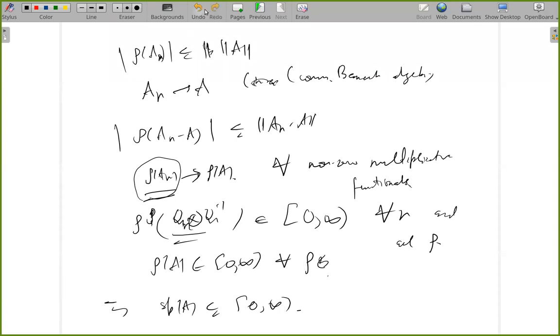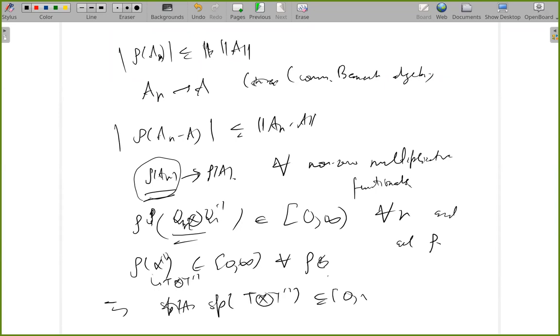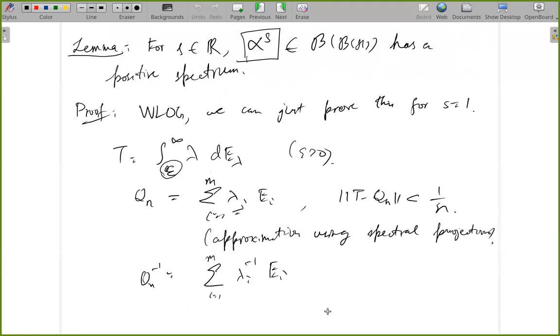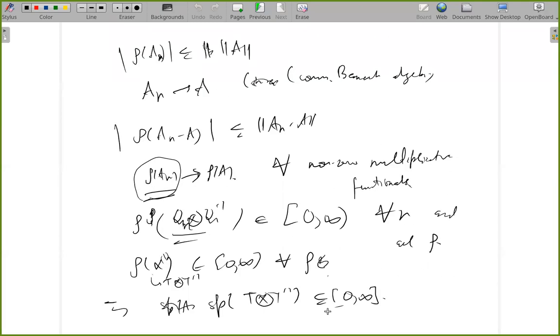Oh, sorry, why am I writing A? Let me erase this. What I want to write is T tensor T inverse. So rho of alpha, which is T tensor T inverse, alpha to the 1, if you like. So then the spectrum of T tensor T inverse is contained in (0, infinity). And you can just repeat the same argument for T to the S. Like we just used the fact that T is a positive operator and did the spectral projections. You can do the same argument for T to the S. So that's why I said without loss of generality. So we are done with this proof that alpha to the S has a positive spectrum. Okay.